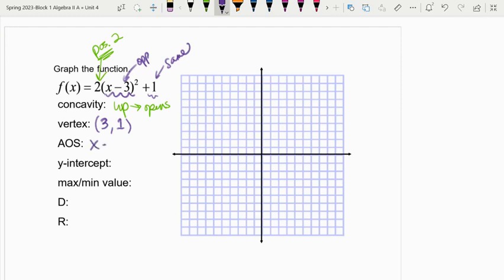Axis of symmetry will be x equals the x value of the vertex, so 3. So this is from here.